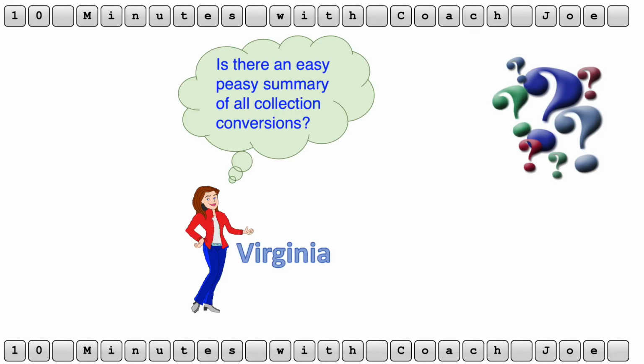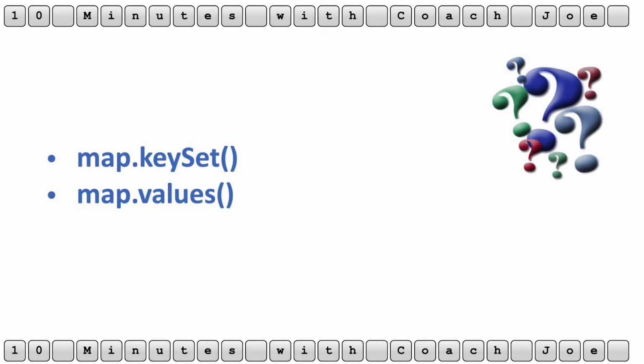There is no easy summary of all the collection conversions. However, there are some common conversions you will likely use. There will be other conversions that are uncommon and possibly an indication of poorly designed code. The two most common conversions are the use of the map's .keySet and .values methods, normally to create a list of keys or values. The other common conversion is the use of the Arrays.asList method to create a list.